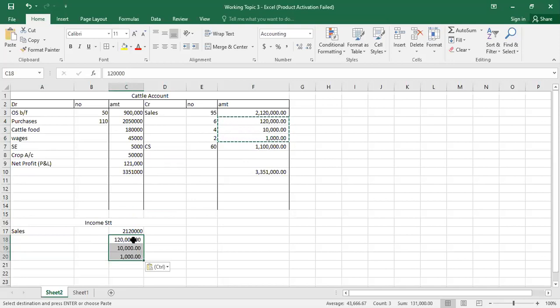Tuko pamoja kila mtu. Are the curves supposed to be there?